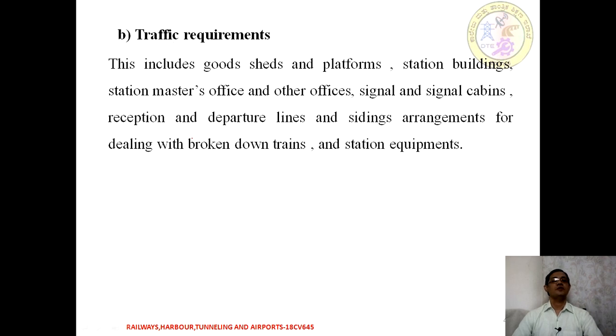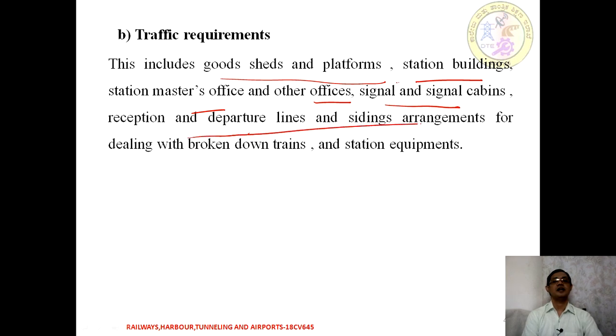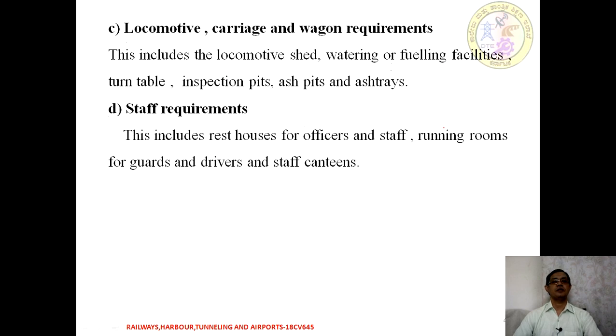Moving to the traffic requirement, a goods shed is required along the platform. There must be a station building for the station master's office and other administrative officers, then signaling and a signal cabin, reception and departure lines, and siding arrangements for dealing with a broken down train, and also some station equipment. These are the traffic requirements. Moving on to the locomotive and carriage or wagon requirement, it includes the locomotive shed.